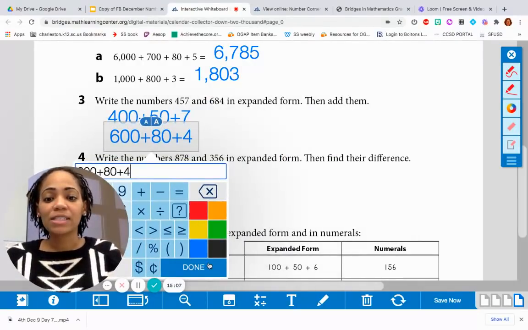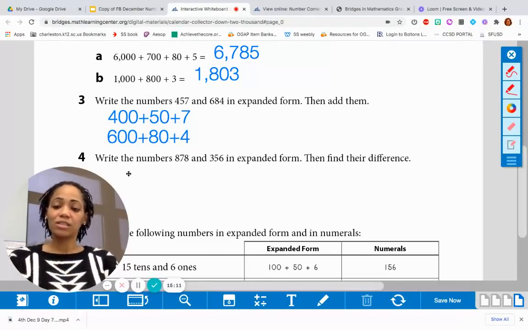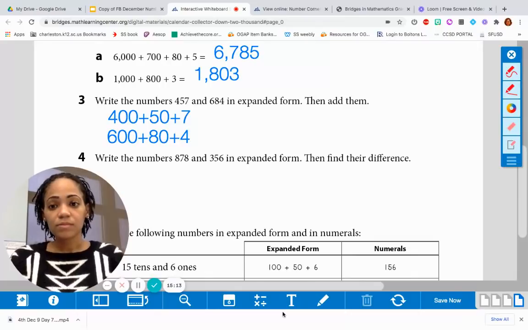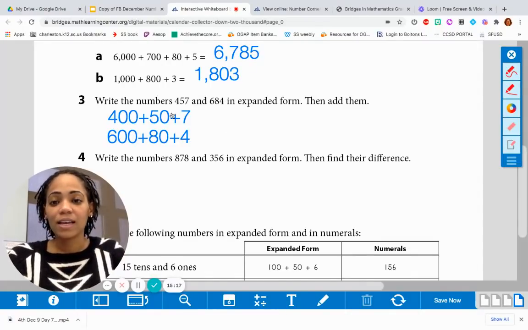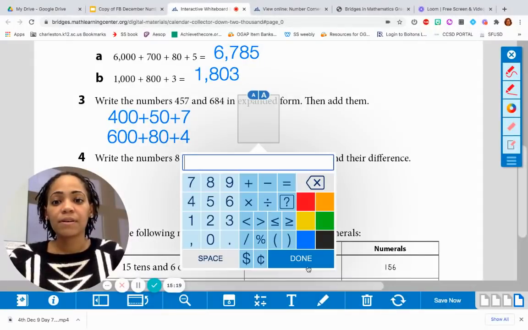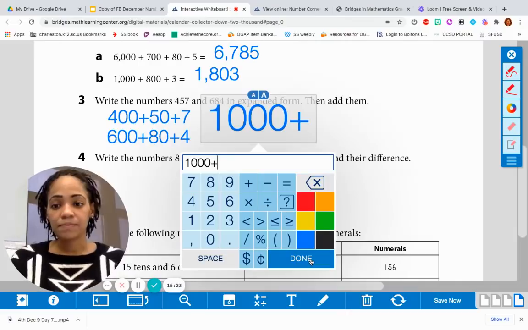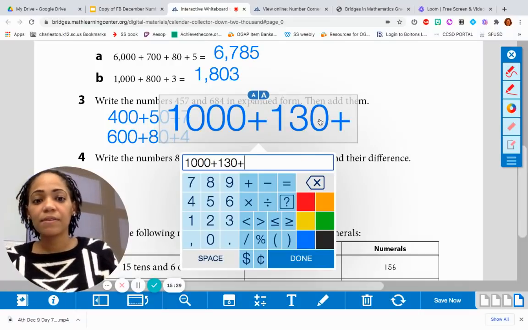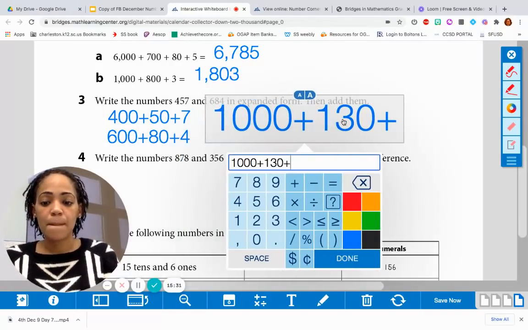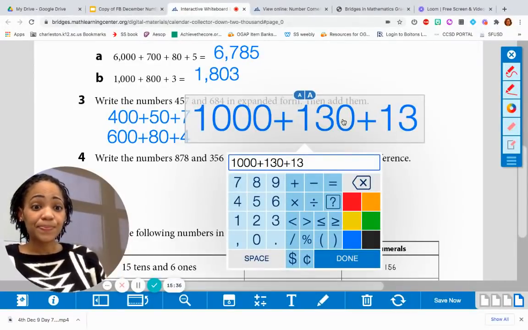All right, so now it says add them. Well, what's 400 plus 600? Let's start with our hundreds place. That's 1,000. Okay, so now we have 1,000, and then 50 plus 80, 130. And then we have 7 plus 4, 13. So can you put that number together? What do you get?